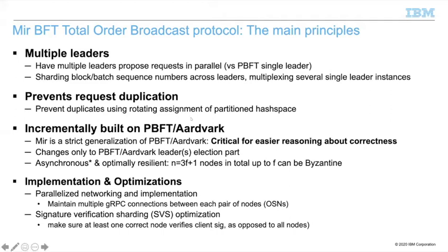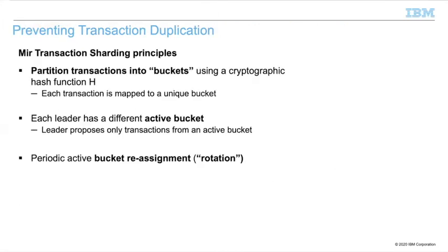So the most important feature in Mir is this prevention of request duplication. So let's see how this is done. The main principle is that Mir leaders partition the hash space of transactions into so-called buckets, using a cryptographic hash function. It needs to be a cryptographic hash function for several reasons, which we can discuss. We just take SHA-256, which satisfies what we need here. And each transaction, if you take the SHA-256 hash, maps to a unique bucket. Each leader has a different active bucket, and it's allowed to propose in a certain period of time only from this active bucket, actually a set of active buckets.